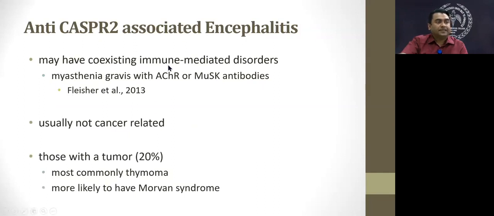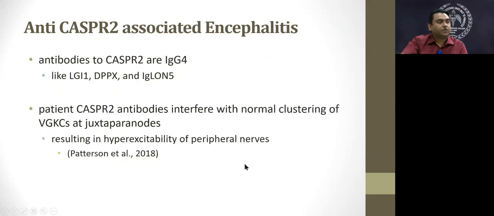It may have other coexisting immune-mediated disorders as well, like myasthenia gravis with positivity to AChR and MuSK antibodies. Again, this condition is unusually cancer-related, in less than 20%, most commonly thymoma. Antibodies to Caspr2, like in LGI1, are IgG4.